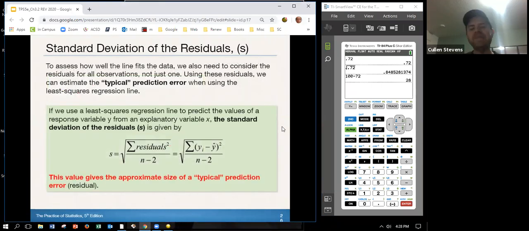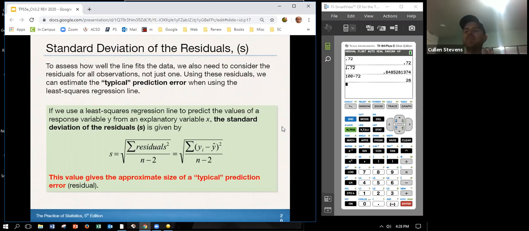So we really don't have to worry about how to do R squared by hand. Another thing we don't have to worry about doing by hand is called S, and that's the standard deviation of the residuals, okay? So S is going to be given to us in almost every case now. So if we want to assess how well the line fits the data, we need to consider the residuals for the observations, not just one. We take a whole collection of the residuals, and then using the residuals, we can estimate the typical prediction error.